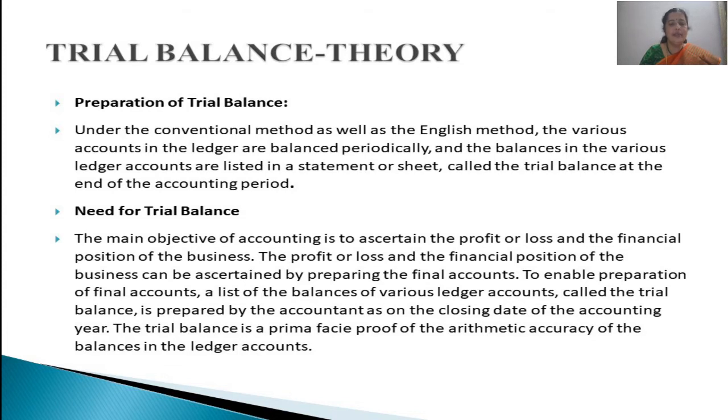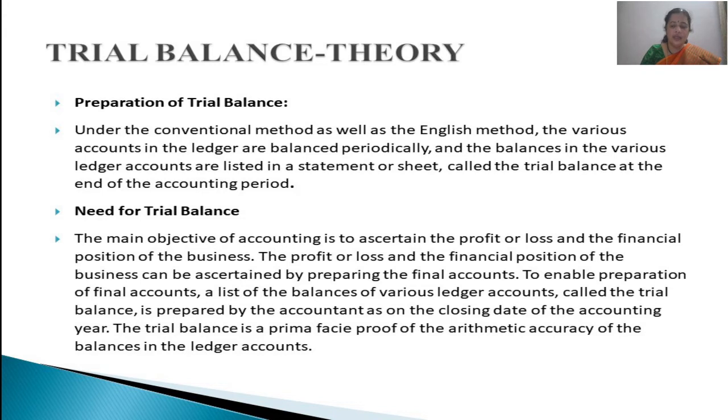And why do we prepare this? To have a proof that there is arithmetical accuracy of the books of accounts. That means in case we prepare this trial balance, it doesn't mean that whatever we have already done in journalizing, postings or balancing, everything is correct. Only it shows arithmetical accuracy of the books of accounts. It means there may still be errors in journalizing or postings or balancing, but arithmetical accuracy will be found out by us. But how to find this?